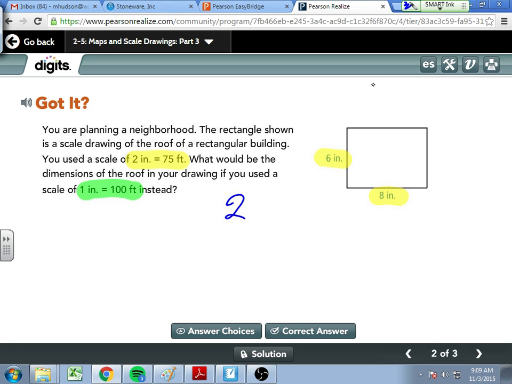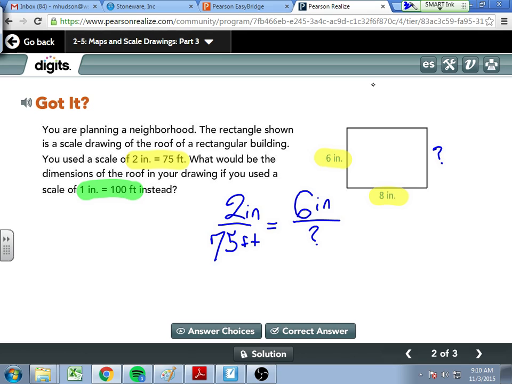So I set up 2 inches compared to 75 feet as my initial scale. Everybody should be setting this up. Sorry, there's not a ton of space, but there's some space. You've got to learn to write a little bit smaller now. And then the value that I know is 6 inches, and I don't know what the actual width of that roof is. So we're going to say that that question mark is going to be over here. It's going to be the actual dimension.